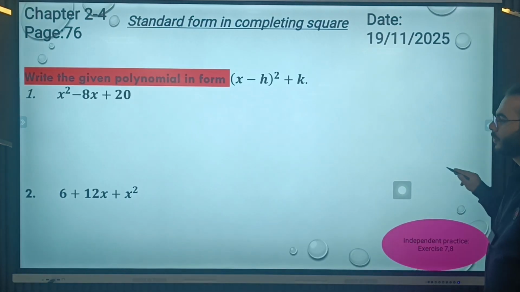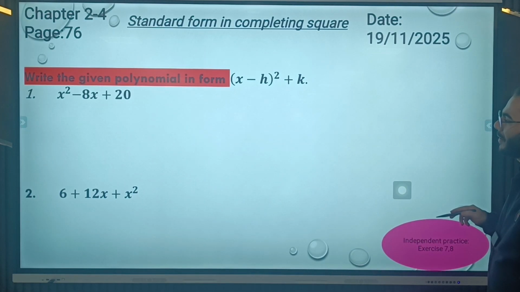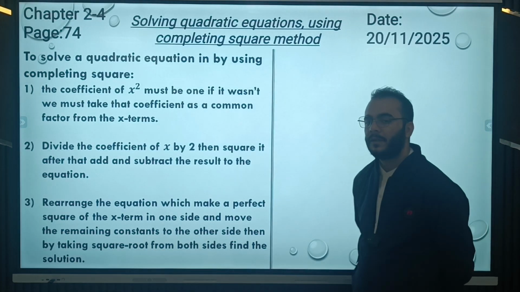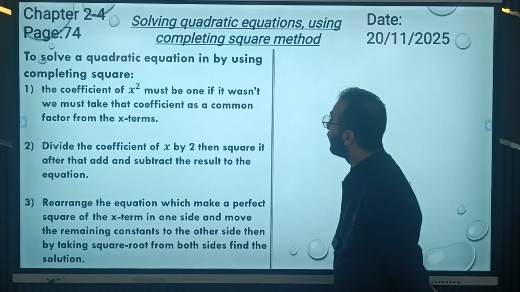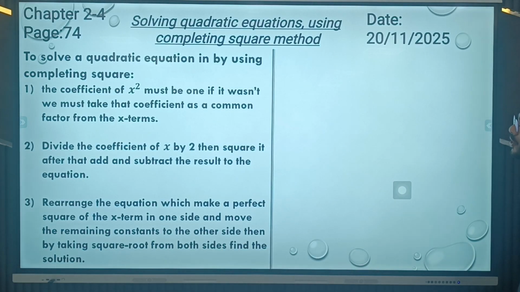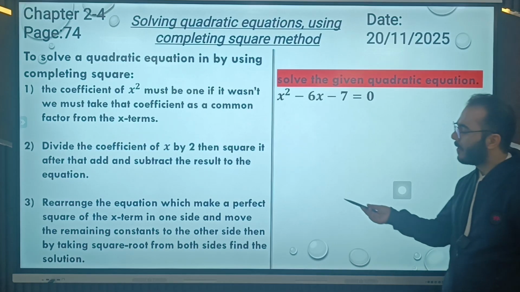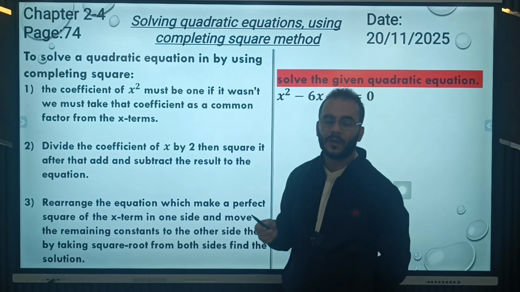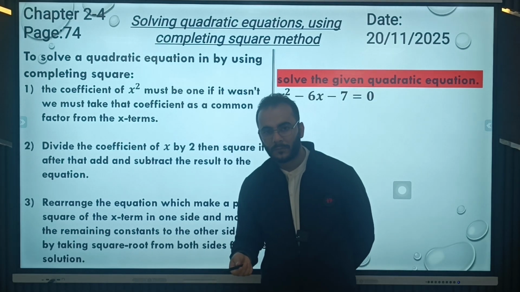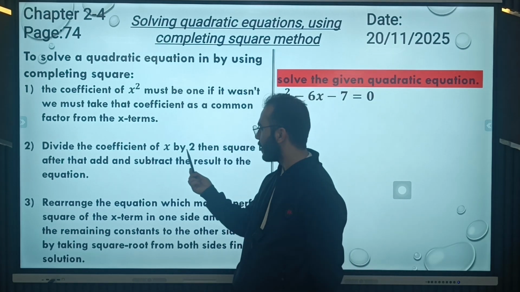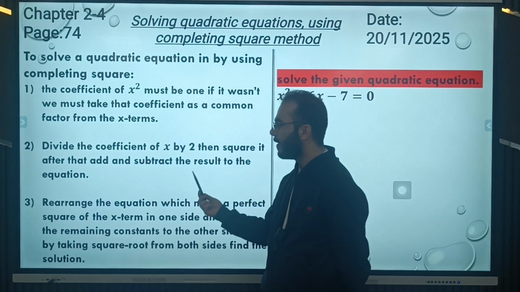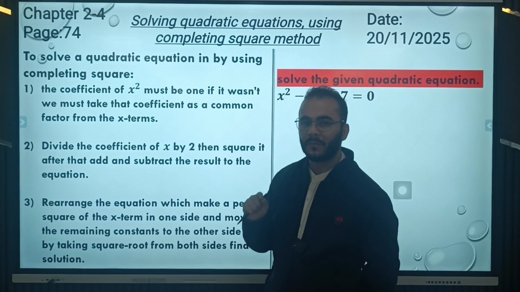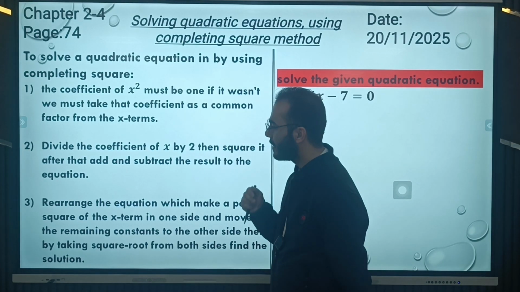All right. So we solved these two questions, and then we were about to go to the second part of our lesson, which is actually the most important part of this lesson, solving quadratic equations using the completing square method. We already studied the first two steps. If the coefficient of x squared is 1, go to the second step, which is dividing the coefficient of x by 2, then square it. After that, add it and subtract it to the equation. If it was not 1, we need to take it as a common factor from only the x terms. That was about these two steps.